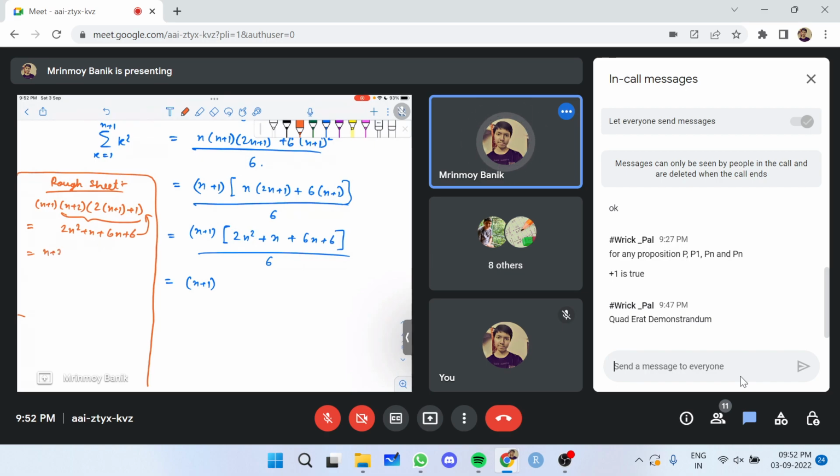We have n plus 2 and leaving out n plus 1 since we have already got that. 2n plus 2 plus 1, 2n plus 3. 2n squared plus 4n plus 3n plus 6. So it's 2n squared plus 7n plus 6.